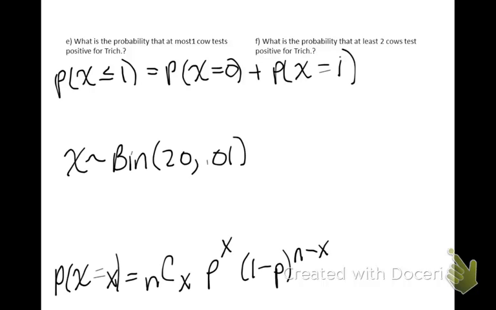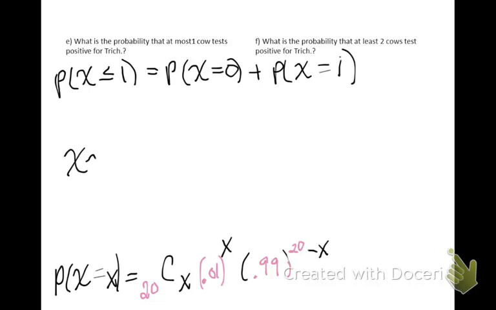I've written in the formula to calculate probabilities for the binomial distribution, along with our notation for the binomial distribution. Let's see what we can fill in for the probability formula. The first thing I'm noticing is that our sample size n is 20. The next thing I'm noticing is that the probability a cow tests positive is 0.01. Let's replace the p's. The other thing I'm noticing is that 1 minus 0.01 is 0.99. Let's go ahead and replace this. We're now ready to work out these two probabilities.